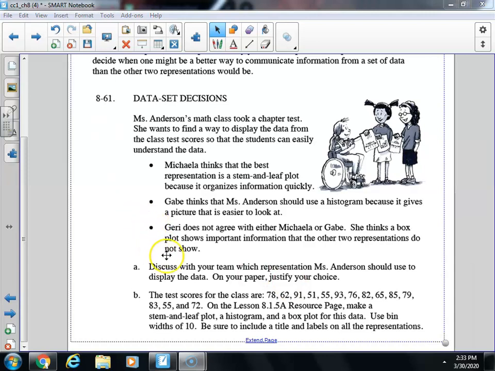Letter A, discuss with your team which representations Miss Anderson should use to display the data. So you're going to go ahead and pause the video and answer which of these three representations do you agree with? Which way should Miss Anderson display her data? Go ahead and take a minute.